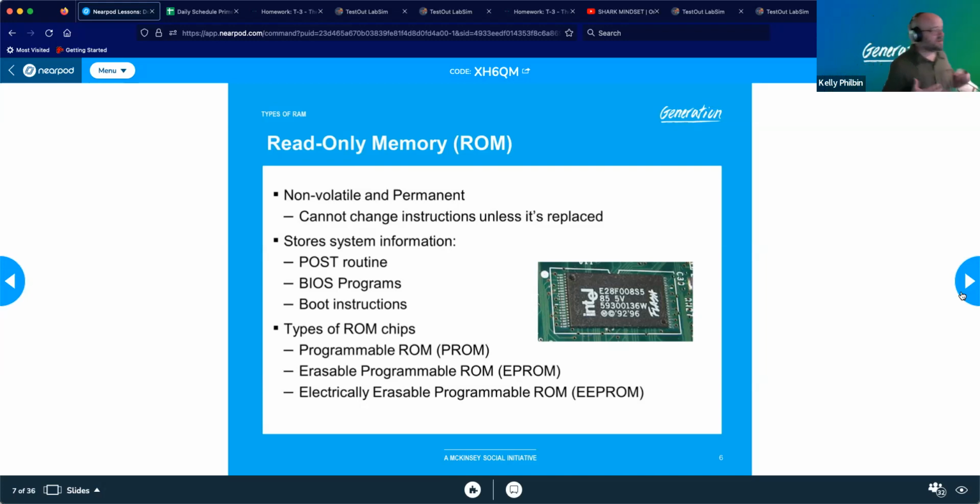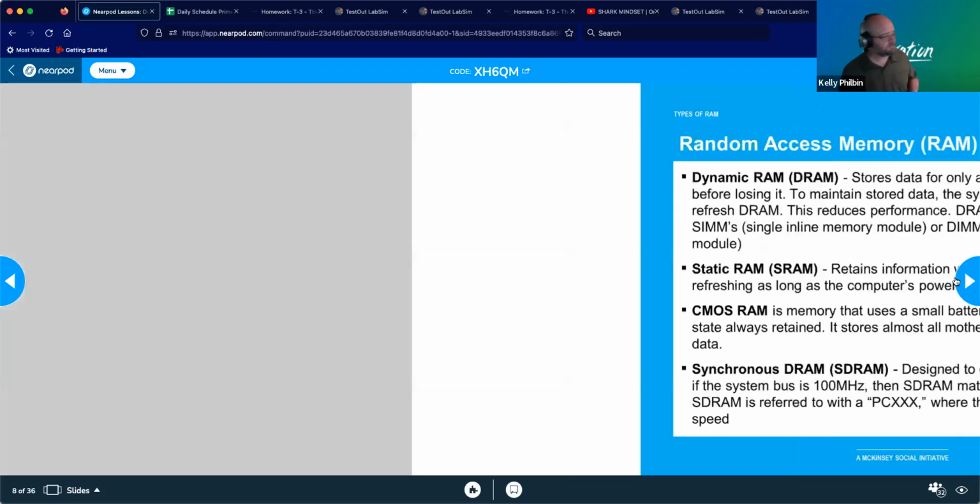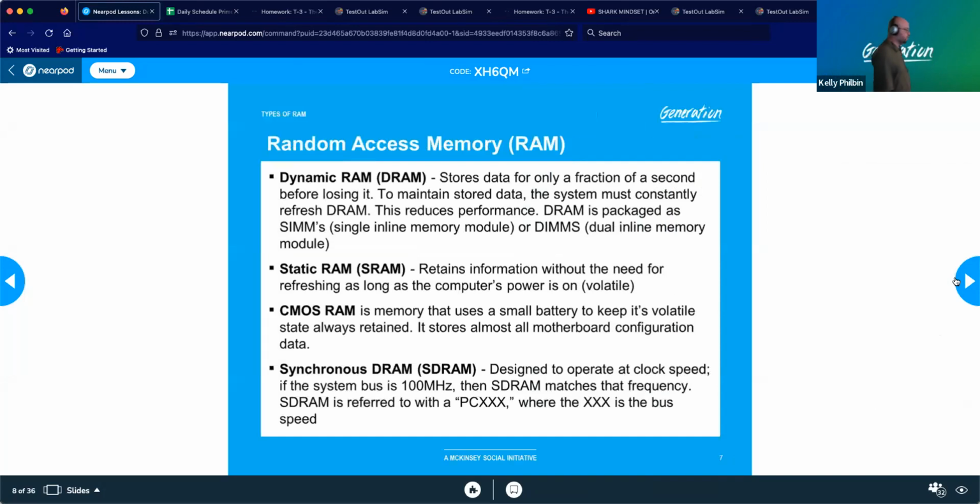So this is our read-only memory, again, typically used in our POST routine, our BIOS programs, boot instructions, stuff like that. Now, RAM, or random access memory. We have a few different flavors of that throughout time. You have the dynamic RAM, which, most of these are older until we get down to the bottom, the CMOS and the synchronous.